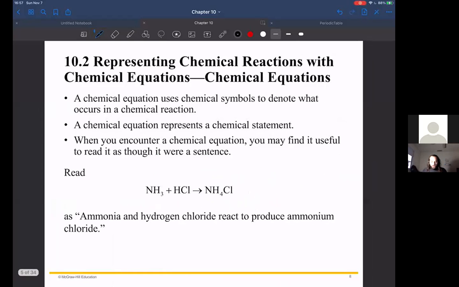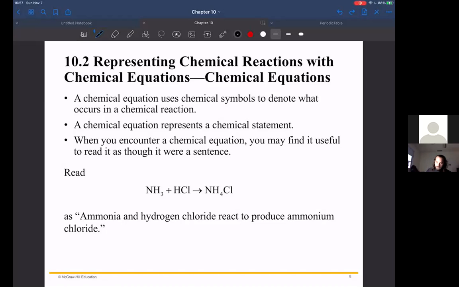All right, and so the holy grail of how we represent a chemical reaction is the chemical equation. So that's what this is down here, a chemical equation. It's a statement about what's reacting with what and what's being produced. It's helpful to get in the habit of looking at these chemical reactions and reading them as if they were just sentences.